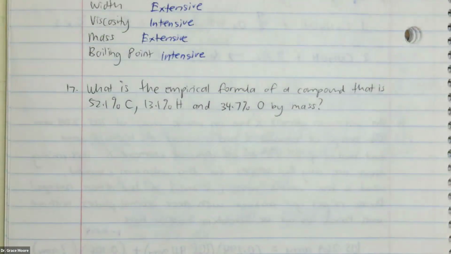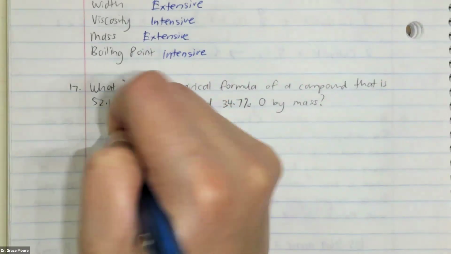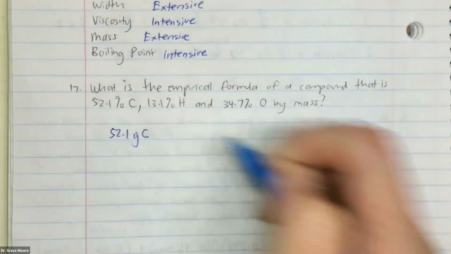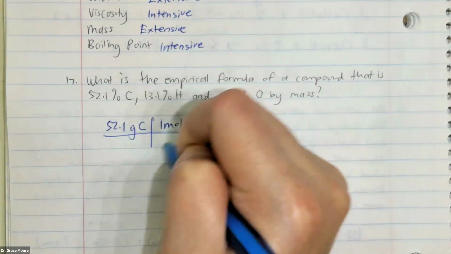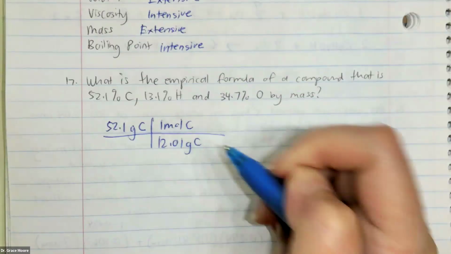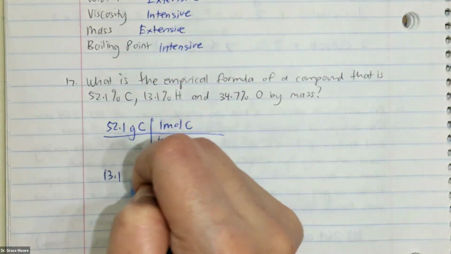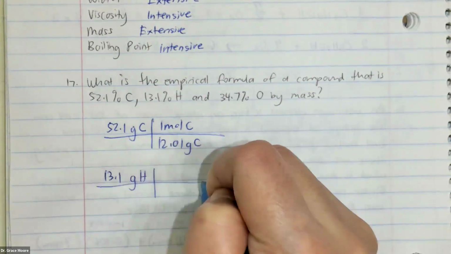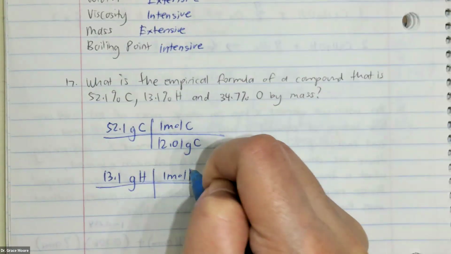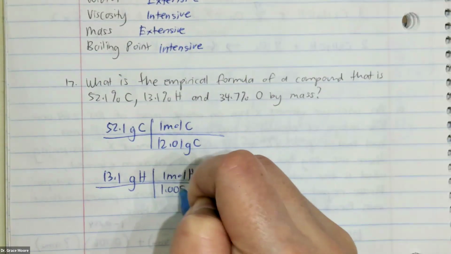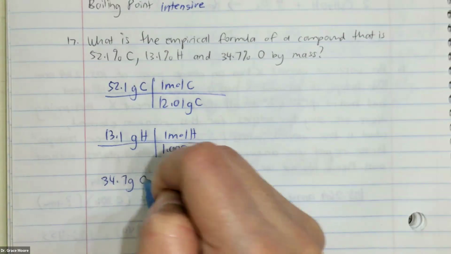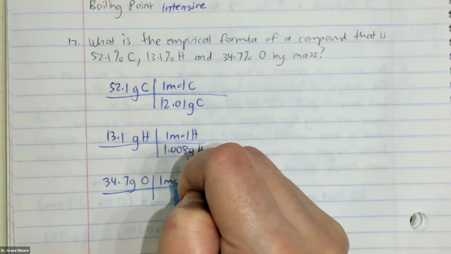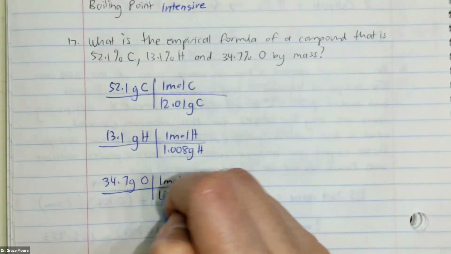So what I'm going to do is just write that down. I have 52.1 grams of carbon. I'll take the percent, turn it to grams, and then say 1 mole of carbon is 12.01 grams. And then I'll do the same, 13.1 grams H, 1 mole of H is 1.008 grams of H. And then I'll do the same for oxygen, 34.7 grams of O, 1 mole of O is 16.